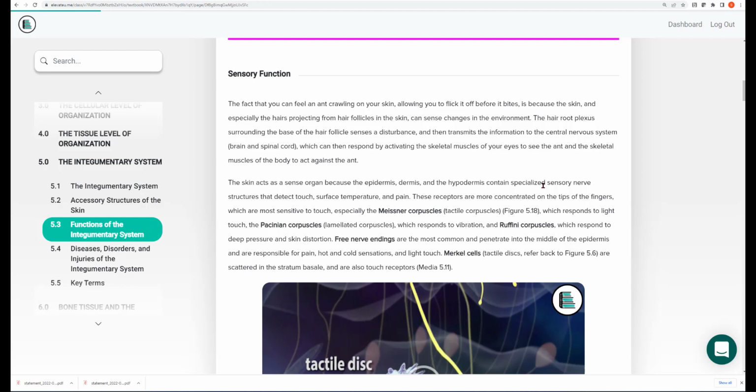So each of these different types of nerve endings, I'm not going to focus on here; I'm instead going to focus on them when we get to the nervous system. You might be asked to label something in mastering about these different nerve endings, but I'm not going to hold you to them on this test related to the skin.